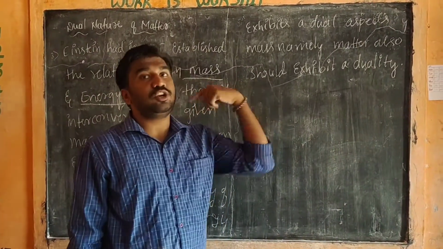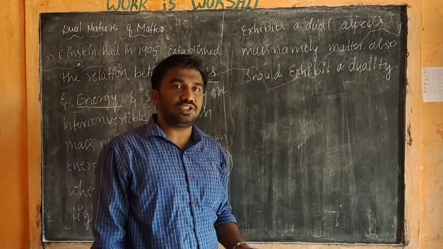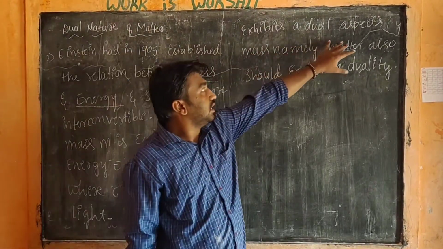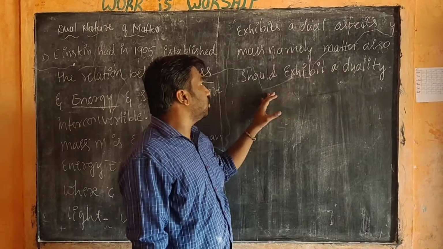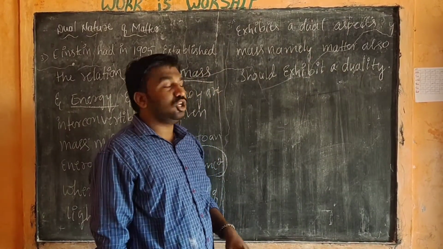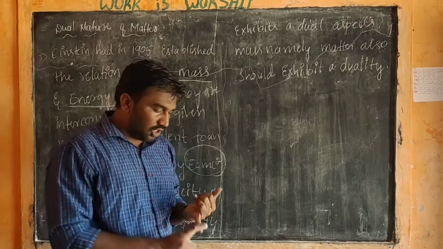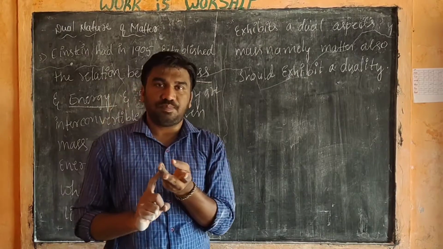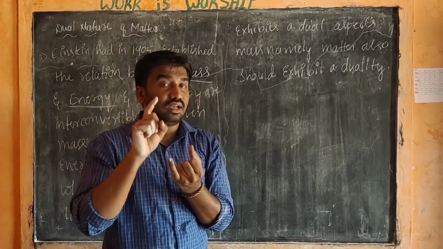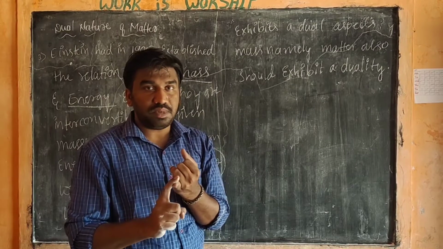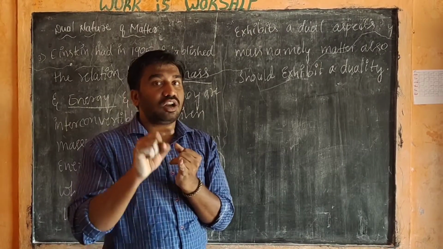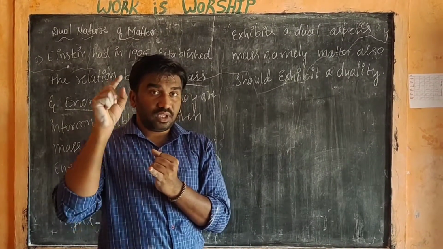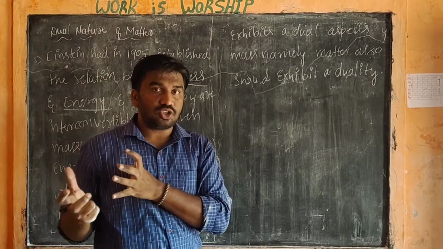If energy is converted into mass, then why not mass converted into energy? So why not there be a relation between energy and matter? And he gave an idea that dual aspects of mass, namely matter, should also exhibit a duality. So de Broglie concluded by seeing all these conditions. What are those conditions? According to his thoughts, first, nature likes symmetry. That means in nature, if light or radiation behaves as a wave as well as a particle, a dual nature, then this gives strength to de Broglie.